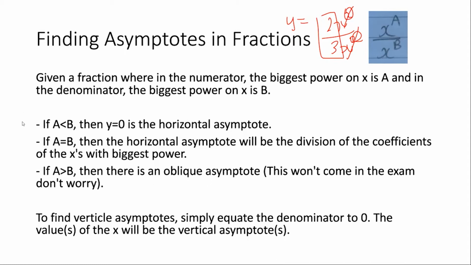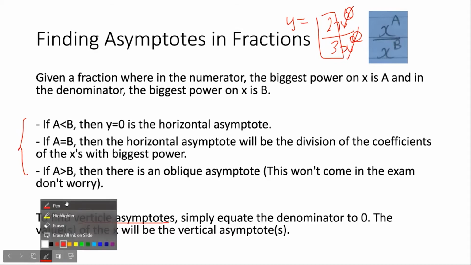Notice how all three of them are really similar to the limits as x approaches infinity for fractions. And to find vertical asymptotes, just equate the denominator to 0. The values of x will be the vertical asymptotes.